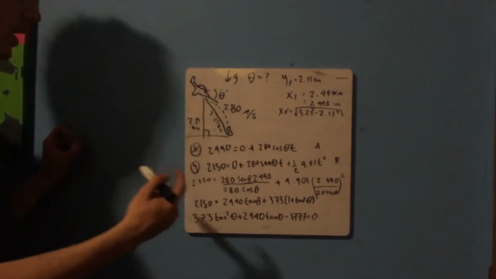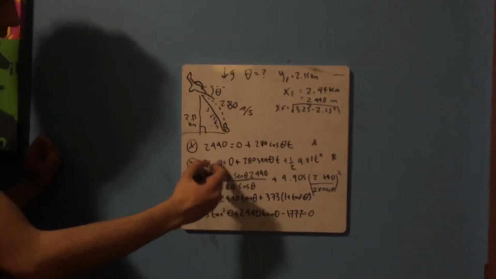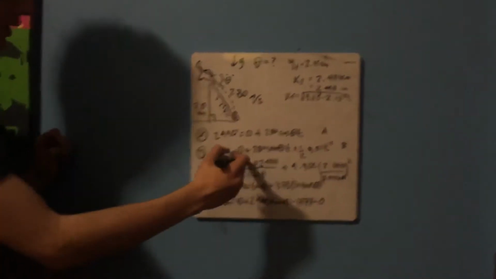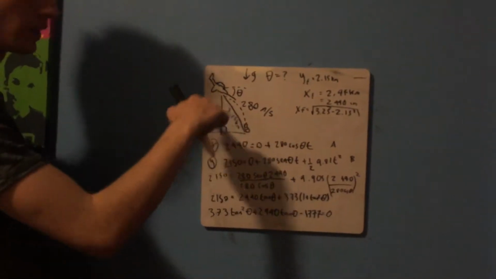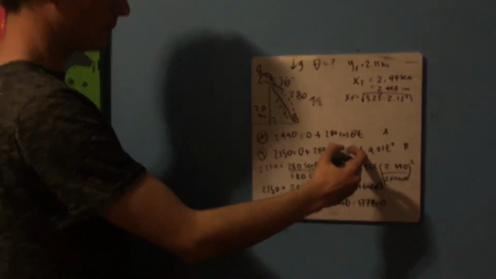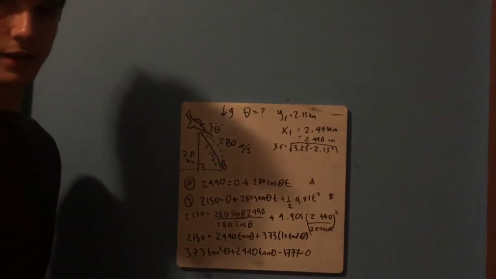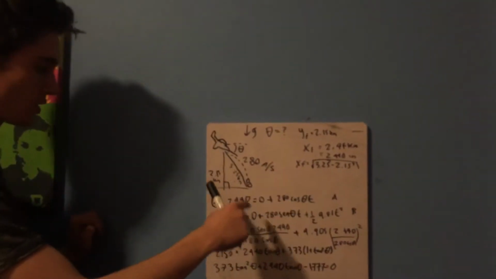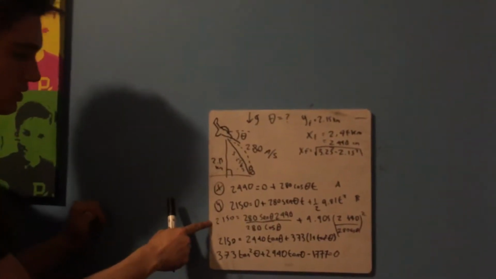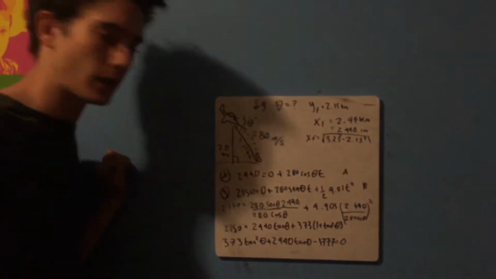So in y, we have that the initial height, which is 2.15 kilometers, equals 0 plus 280 times sine of the angle, because we're talking in y, times the time, plus 1/2 of gravity times time squared, as we already know from our kinematic equations. So what we need to do is solve for time from this equation and substitute it into this equation, which is going to give us what is down here, which I'm going to explain in a while.